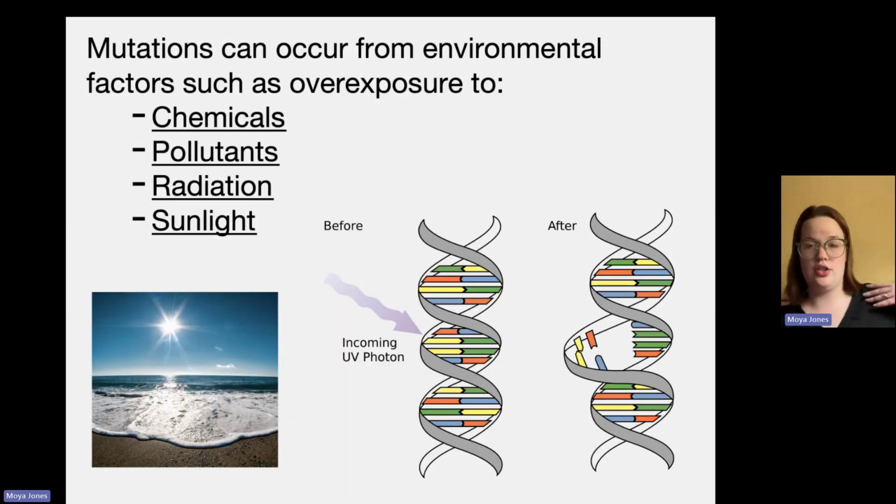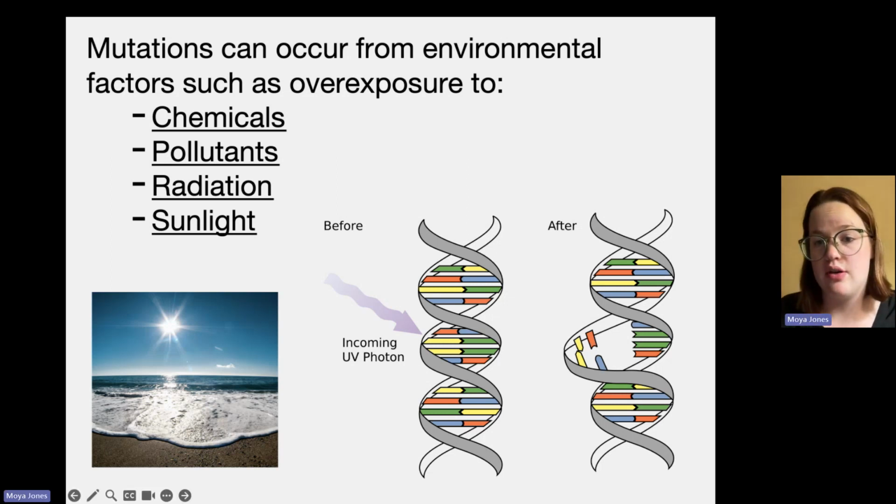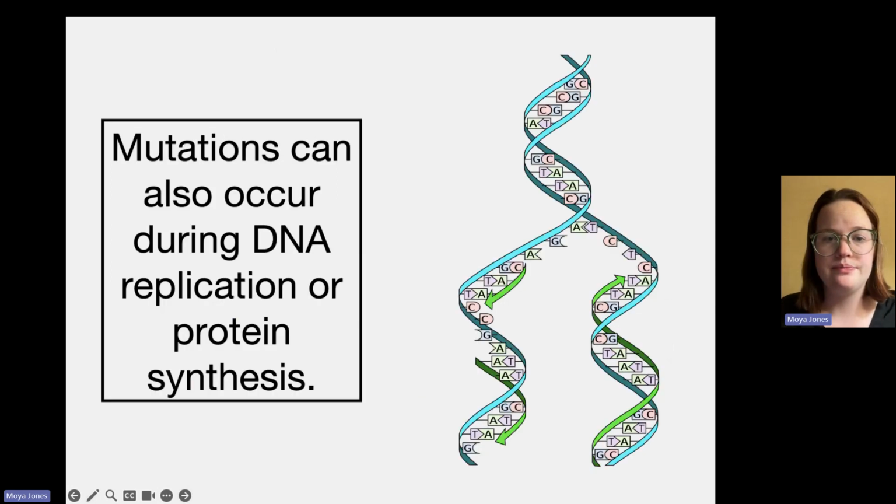Mutations can occur due to lots of different things. Some things that can cause mutations in your DNA are certain chemicals, certain pollutants, radiation, and sunlight. Sunlight can cause mutations, which can cause skin cancer, which I'm sure you guys are aware of. Radiation, which is what Rosalind Franklin worked with, can cause cancer. And chemicals can also interfere with your DNA processes.